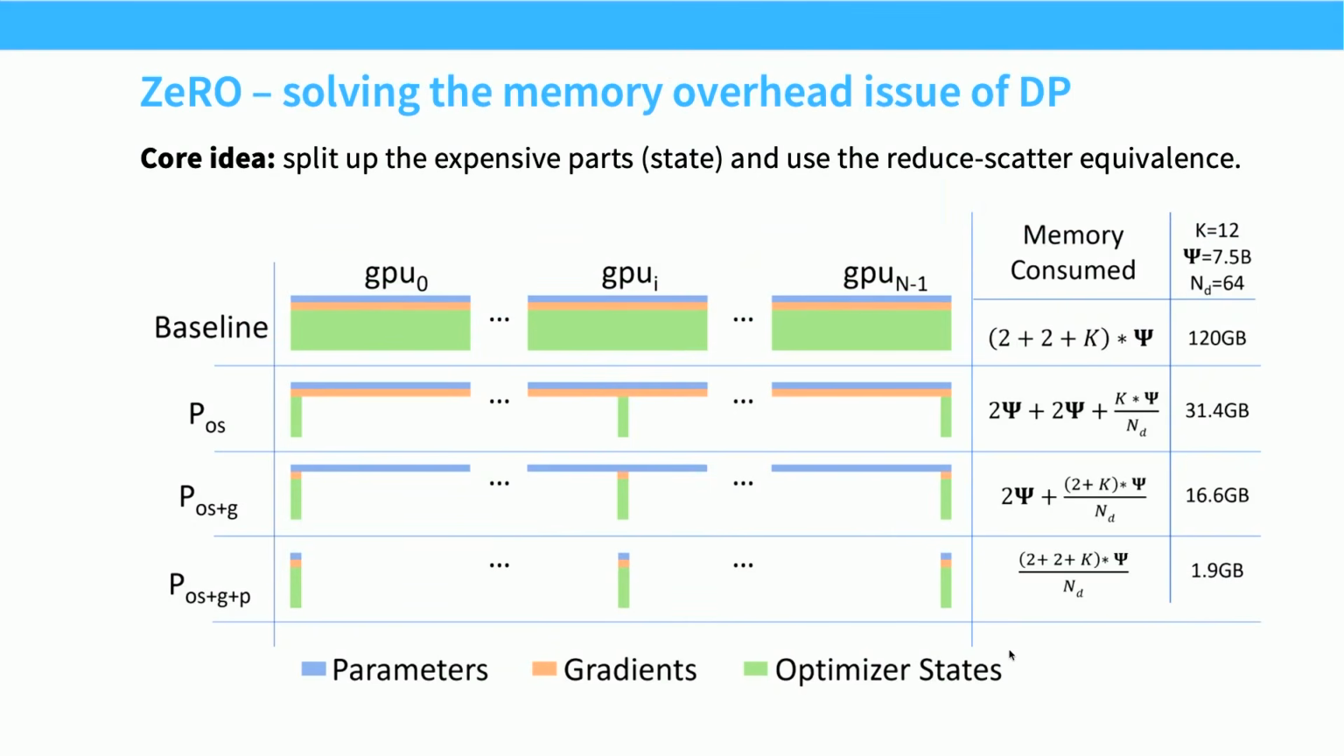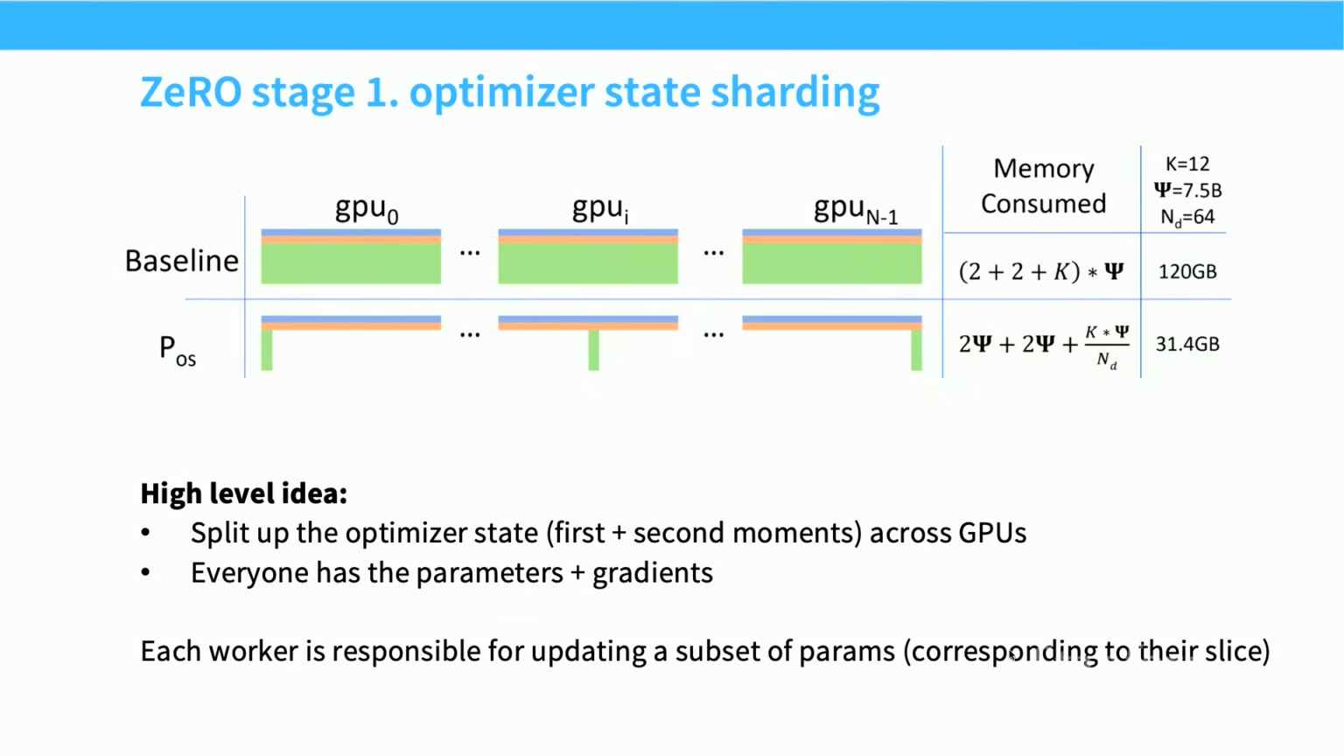And so stage 1 is going to be the simplest. The only thing I will shard is my optimizer state, and I will shard it across the GPUs. Everyone is going to have both the parameters and the gradients. And so what you can think of is each worker is going to be responsible for updating one slice of the parameters. So if I'm GPU number 0, my responsibility is updating this very first slice over here, and I'm not responsible for any of the other updates.